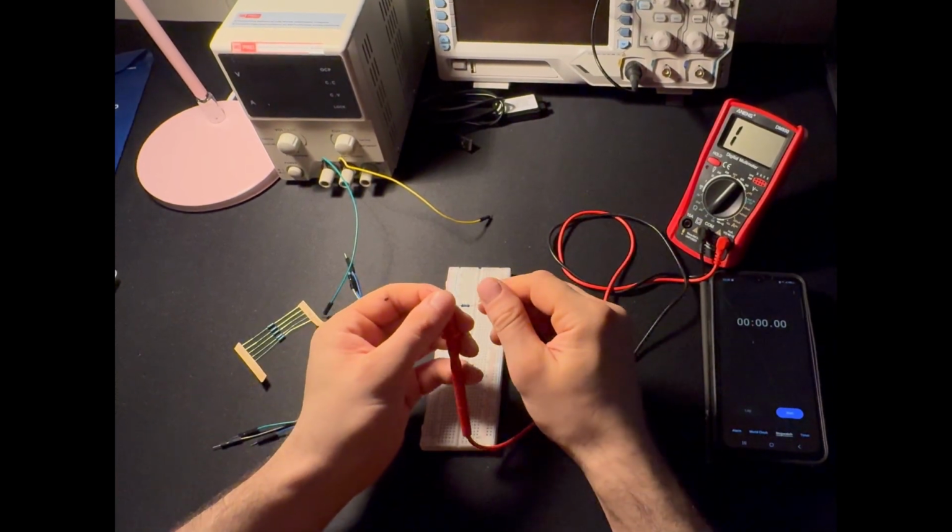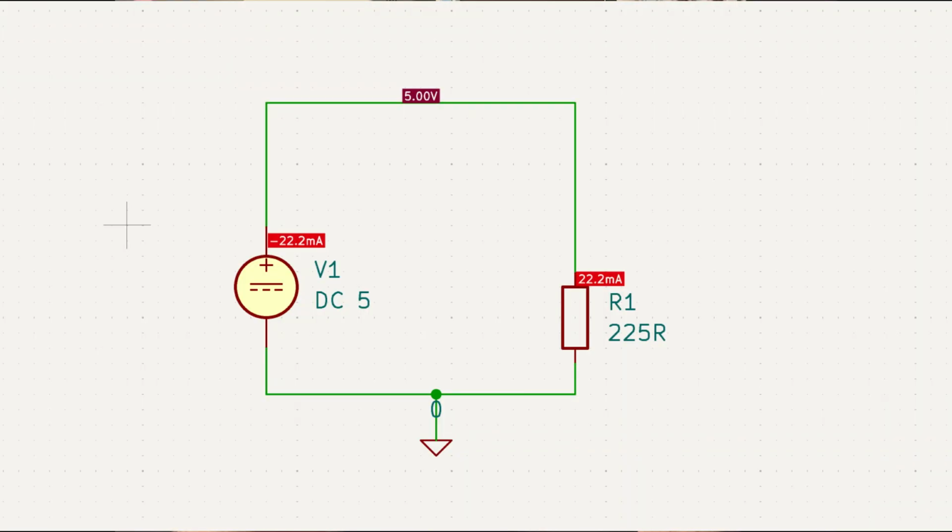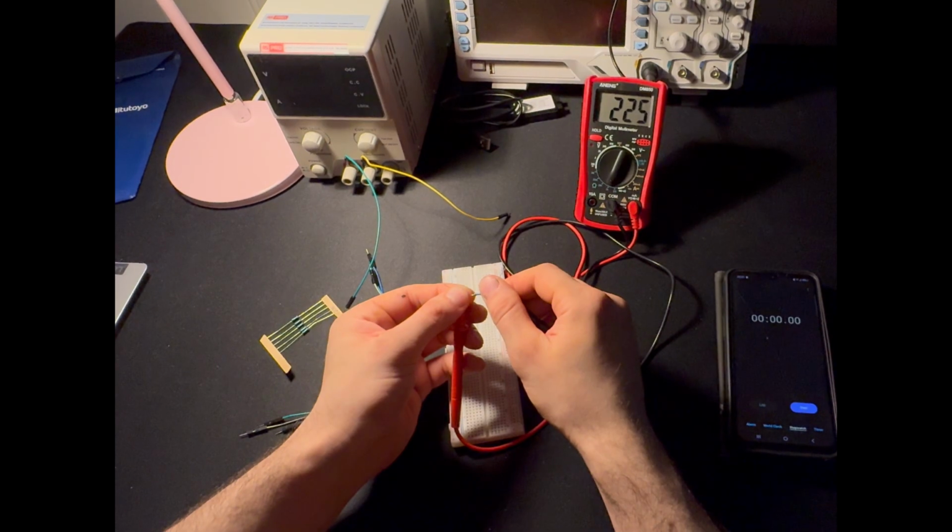Before building the real circuit, let us check the idea in simulation. Here we have a 5 volts DC source and a resistor connected in a simple loop. The resistor value is 225 ohms. Using Ohm's law, current equals voltage divided by resistance.